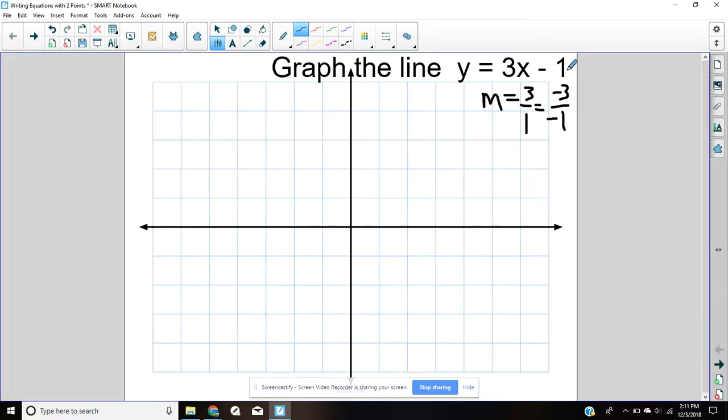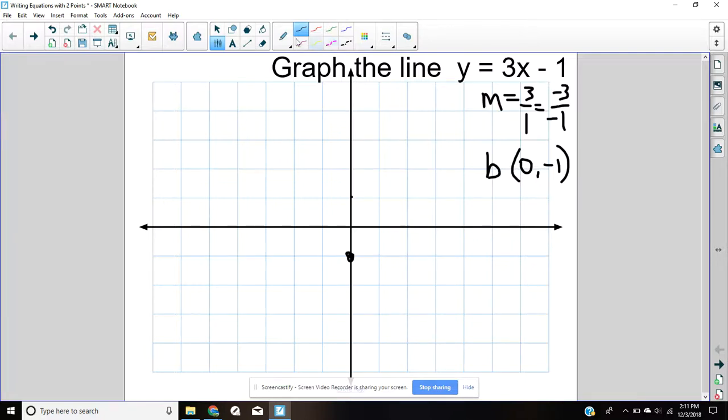The second thing we're going to do is identify the b. The b is the y-intercept, so where it crosses the y-axis. B is always going to have a 0 x-coordinate, and it's going to be the point that exists when you have the constant after the x. So in this case, it's going to be negative 1. We're going to plot that point at negative 1.